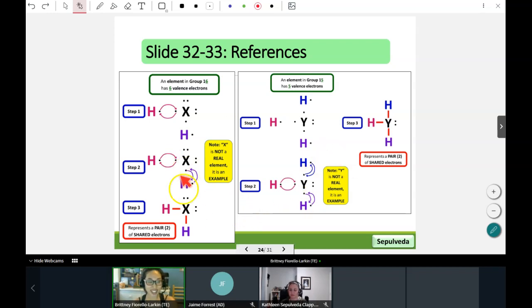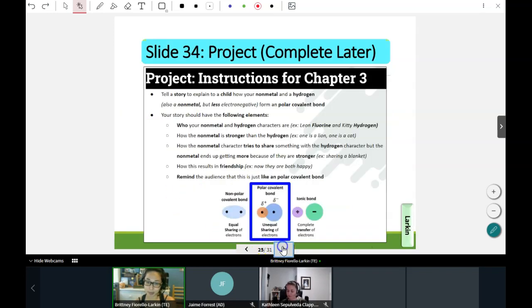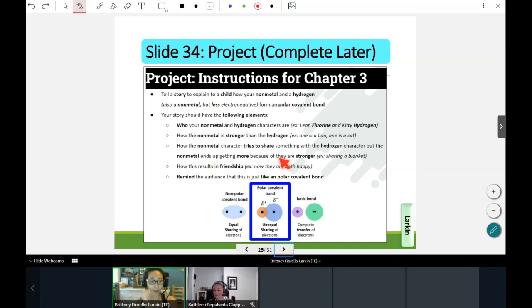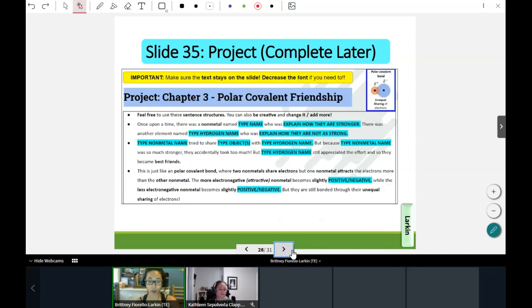All right, so let's go ahead and take a look here. Again, here are the cleaned up examples for your use. For the project, chapter 3, you're going to be taking a look at your nonmetal bonding with hydrogen. So you'll explain how your nonmetal is stronger or more electronegative than hydrogen. How does your nonmetal try to share with hydrogen but isn't as good at sharing because it's too strong? And how does this still result in friendship? Even though they may not be the best at sharing, at least they're trying. And then talk about how that is related to polar covalent bonds.